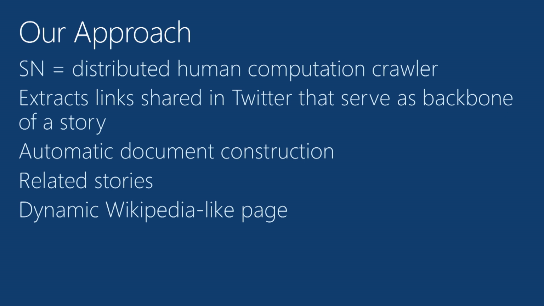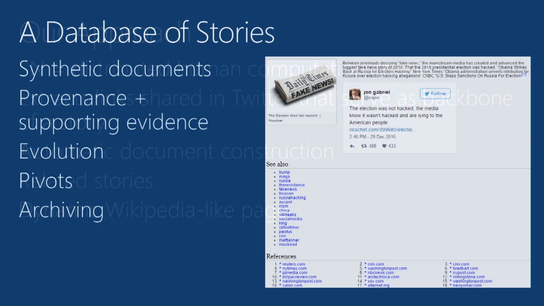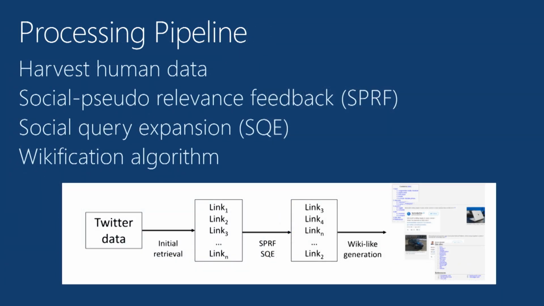All of you guys are sharing links. So we're going to extract all the links from Twitter as part of a backbone of the story, and then we're going to put a Wikification algorithm on top of it. So once we have the graph, we run the Wikification algo on top of it, and then we'll build you this thing, which is kind of a database of stories. So it's a synthetic document. I'll give you another example later that gives you provenance, supporting evidence, evolution, and different pivots to play with different linkage. And you can archive, by the way, so you can kind of archive what was said. And the idea why we wanted to do this is because we wanted to get an idea of the evolution of the US election.